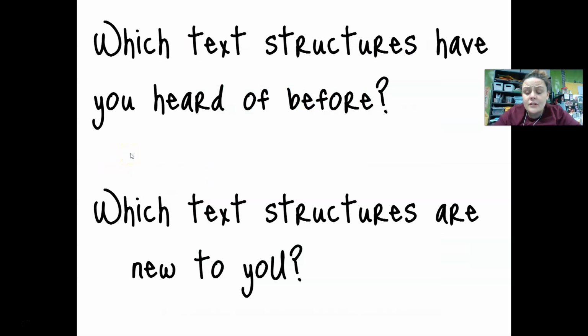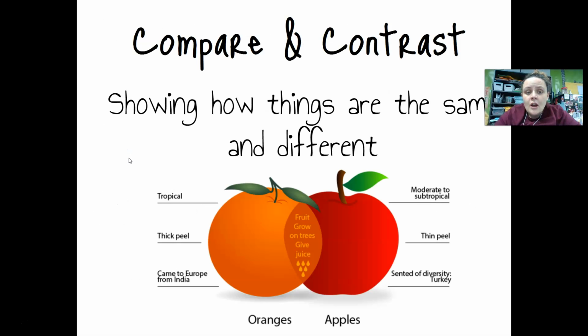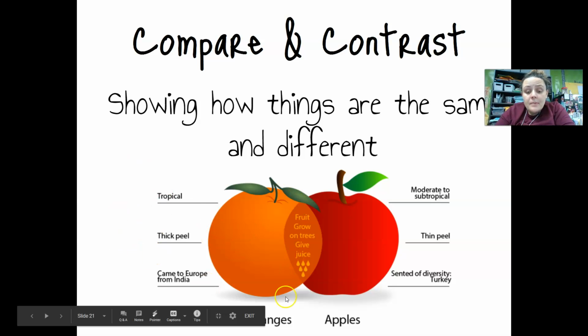So you probably have heard of some of these text structures, and some are probably new. We're going to begin with compare and contrast, which you probably looked at in 3rd grade. Compare and contrast is showing how things are the same and different, right? So an author might write a paragraph, maybe for a 1st or 2nd grader, or maybe kindergartner, about how oranges and apples are the same and they're different.